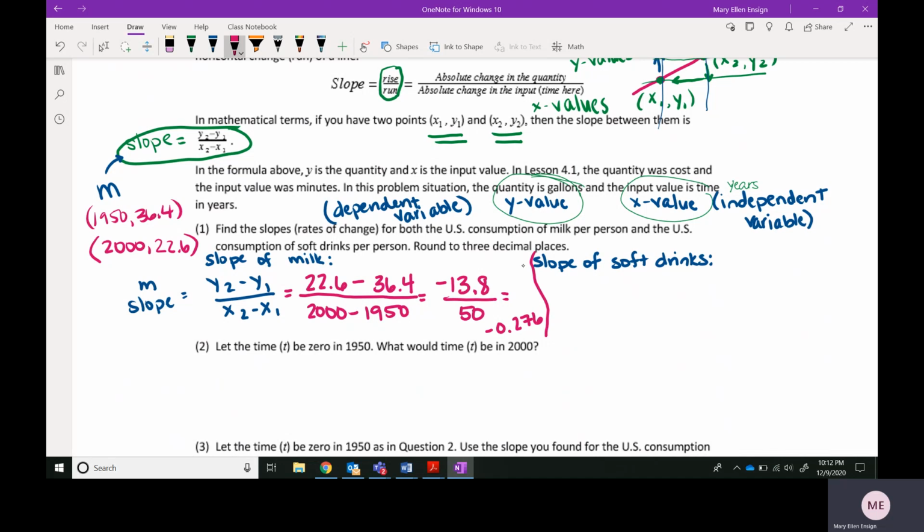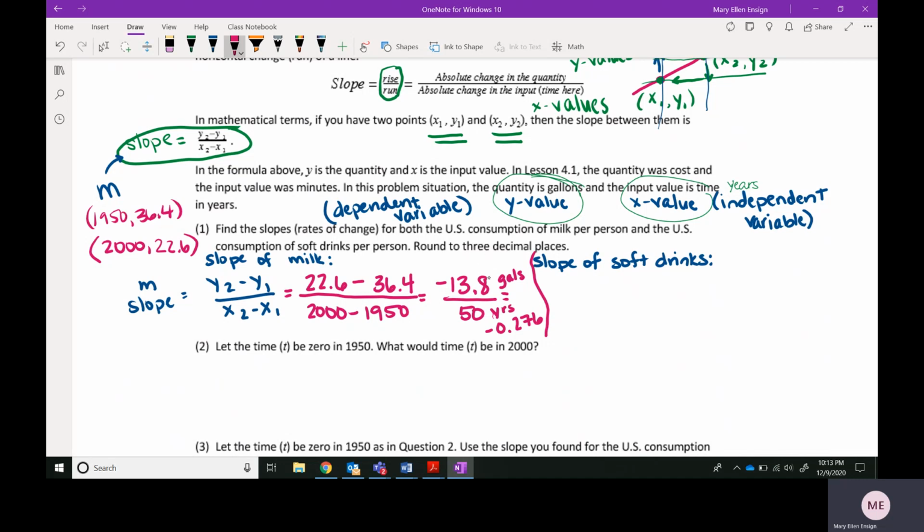Okay, so let's talk about this for a minute. Why do you think that this was a negative? Okay, think about it. It might seem a little weird to have a negative. Well, let's think about what the slope means. So when we're thinking about slope in a context, we always want to think about the units. So the y value was gallons, right? So this is minus 13.8 gallons. And then this is years or time, right? So time was measured in years. So over 50 years. Minus 13.8 gallons over 50 years.